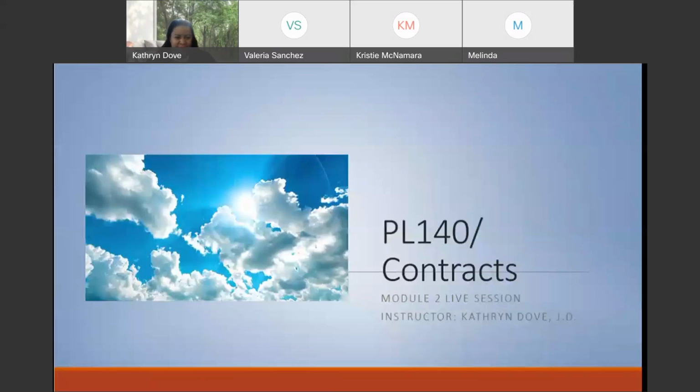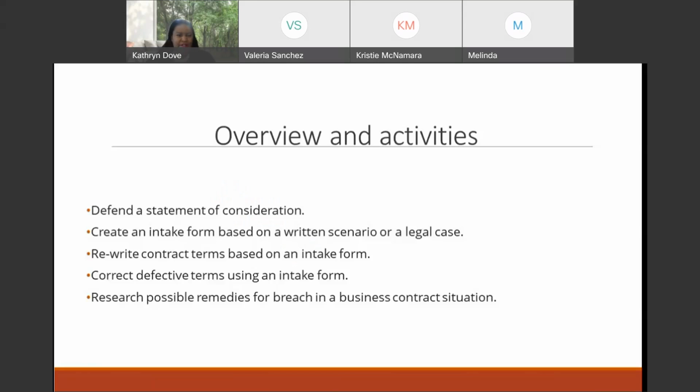This is Module 2 in the contracts course. Our topics for this week, we're going to talk about the third element of a contract. The first two elements were offer and acceptance. This week, we're going to talk about consideration.